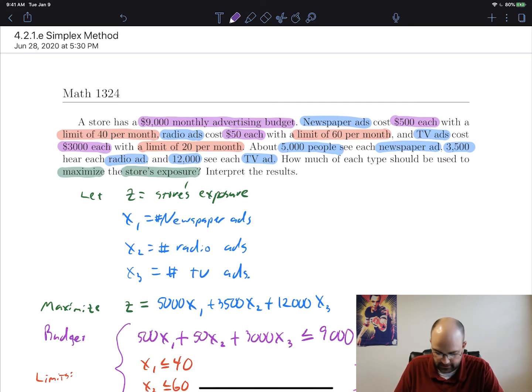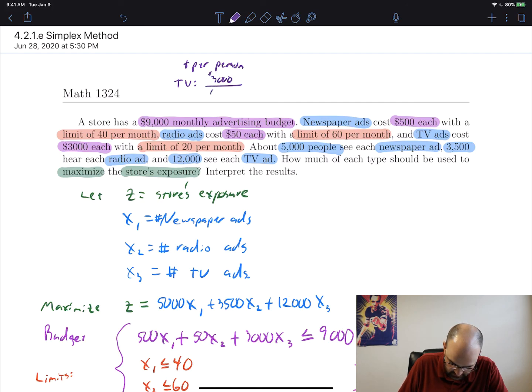Okay, so let's think of this in terms of dollars per person. In other words, how much does it cost the company to reach that person? Well, for TV, it is $3,000 for every 12,000 people, right? But 3,000 divided by 12,000 is 1/4. In other words, 25 cents a person.